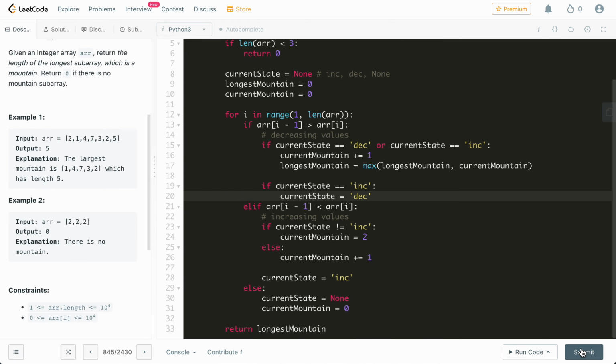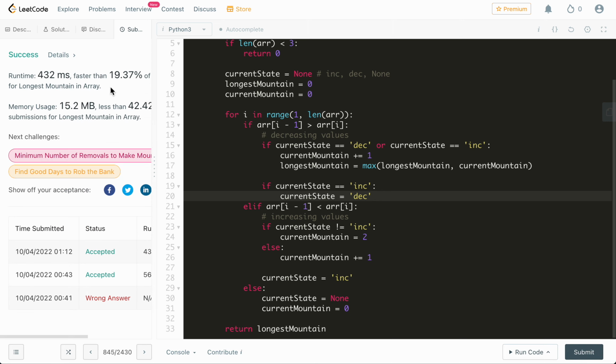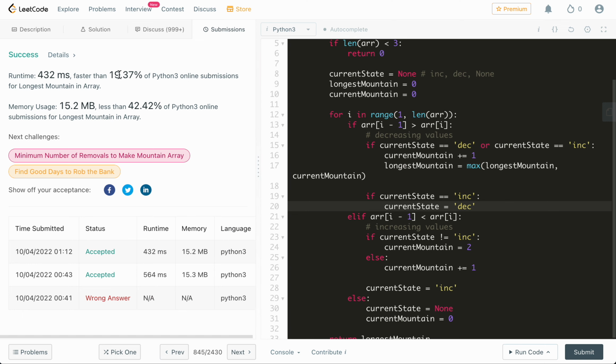And let's run this code and see what we get. Awesome, it works. 19.37% faster than the other solutions, and almost half as less space as the other solutions. So I hope that helped you guys.